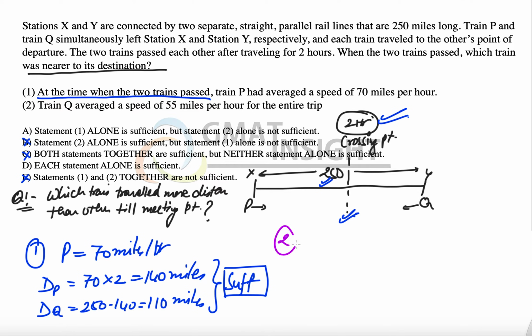Now let's go to the second statement. The second statement is that train Q averaged a speed of 55 miles per hour for the entire trip. Alright, now this statement is clearly not sufficient. The reason is the statement is talking about the entire trip average speed. Now maybe Q averaged the speed till X at 55, but till the meeting point it may have had a speed even equal to maybe 100, and maybe the remaining distance is traveled at a very slow speed which brought its average speed to 55 miles per hour. That is one of the possibilities. And maybe it continued to travel the entire distance at a speed of 55.